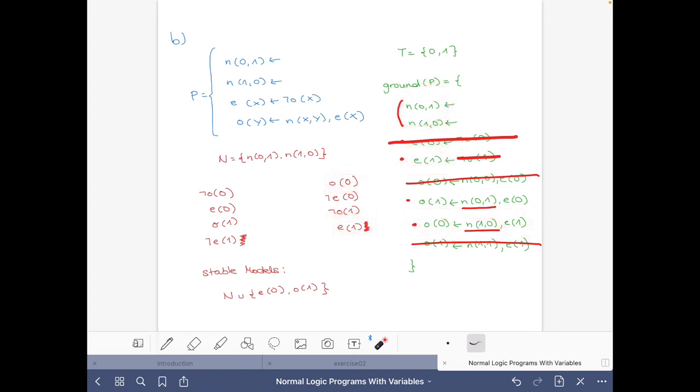Hence we have found another stable model, and then these are all the stable models of this program. O0, E1. Good. So that was it. Then let's move to the next one.